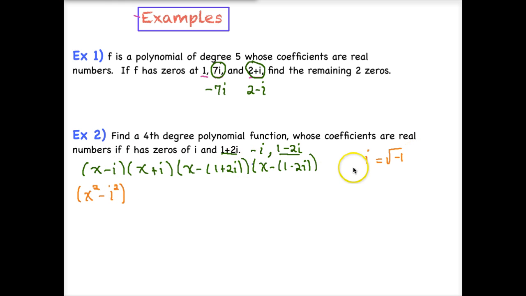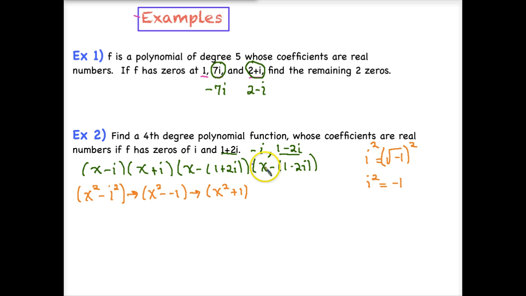If you remember, we said that i is the same thing as taking the square root of -1. If we square the i, and square the square root of -1, we can determine that i squared is just equal to -1. So, in this case, we actually have x squared minus a -1, which we can again simplify to be just x squared plus 1.